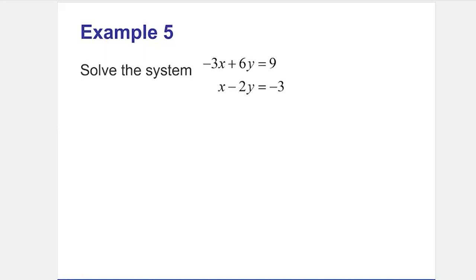So I have, again, negative 3x plus 6y equals 9, and I have x minus 2y equals negative 3. Now, there's actually two things I could do here, okay? So first, I'm going to do it using elimination the way I already showed you. And I would say here that the best thing for me to do probably is multiply this by 3. Then if I add them together, well, let's actually rewrite this over here.